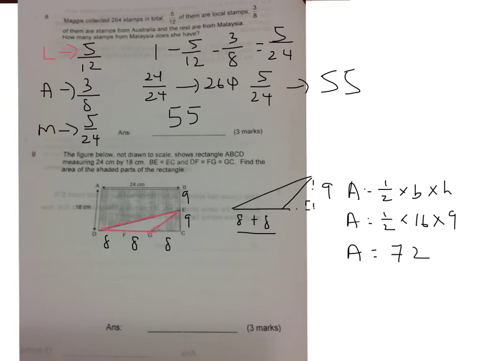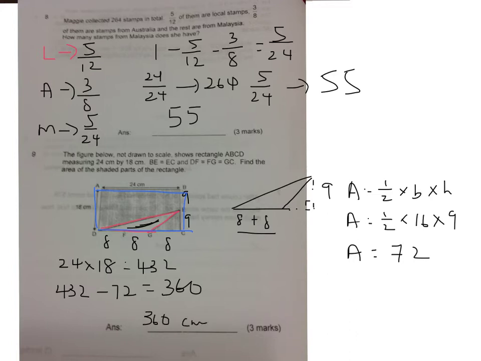Okay, so we find the area of the whole rectangle here. That would be 24 times 18, which is 432. We take away the white triangle, this one, minus 72, and we will have the shaded part, 360. So our final answer for question 9 is 360 centimeters squared. Please do not forget your SI unit.